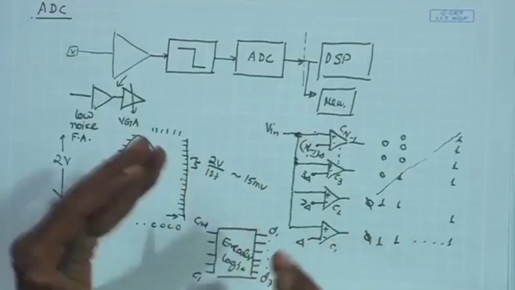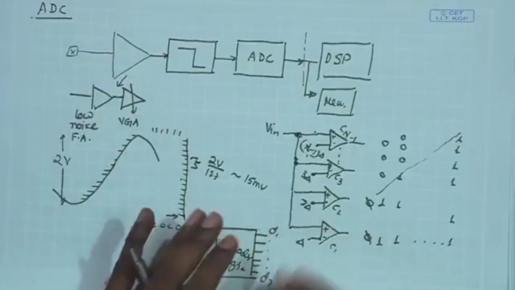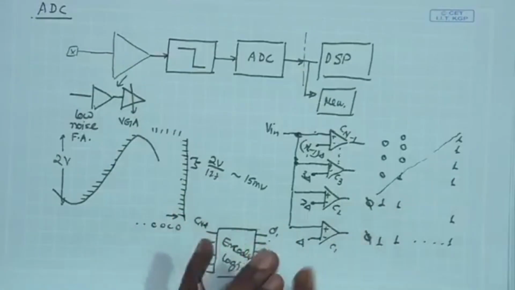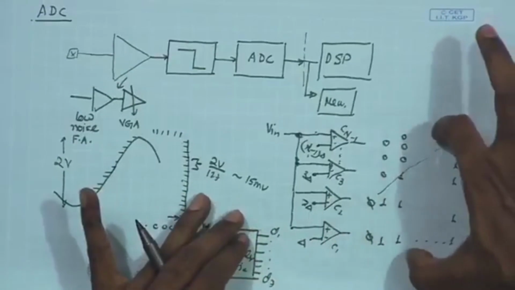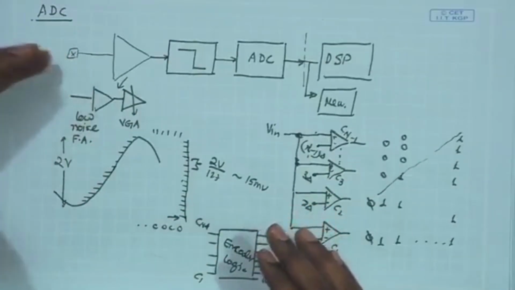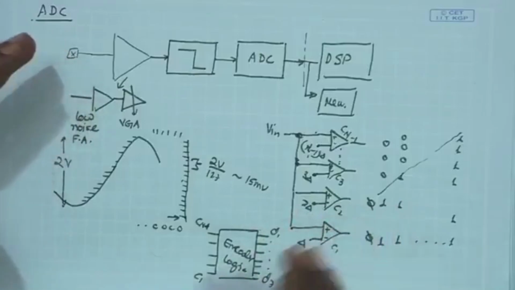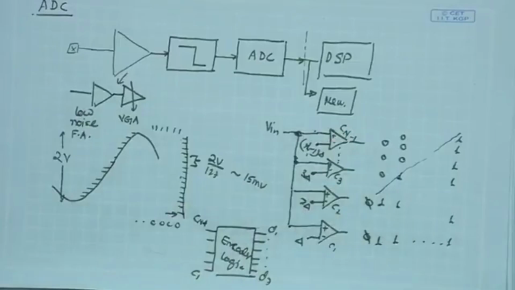If your signal has a relatively high frequency content, then of course you will try to choose ADCs which can process the signal faster and give you the digital output faster. If the frequency content of the signal is relatively low, I do not worry so much about the sampling speed or the conversion rate of the ADC.